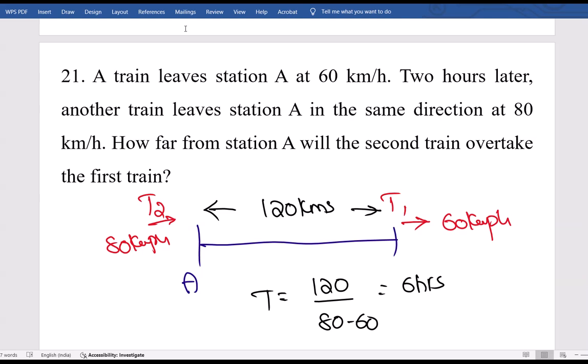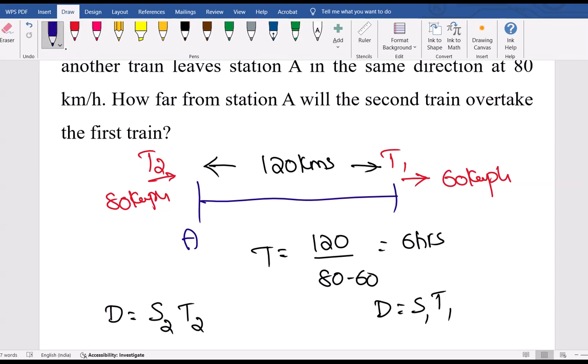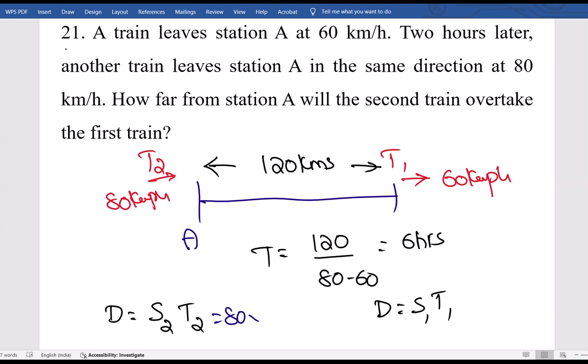Okay, now what distance are they asking? By the time of overtake or meeting, once the second train meets the first, on a parallel track, it is reaching that point. So how much distance? Distance is speed into time. You can calculate with the second train's speed and time taken, or the first train's speed and time traveled. Now, second train, what is the speed? Second train speed 80. Time traveled 6 hours. So 480 kilometers from station A, both of these trains are going to meet.